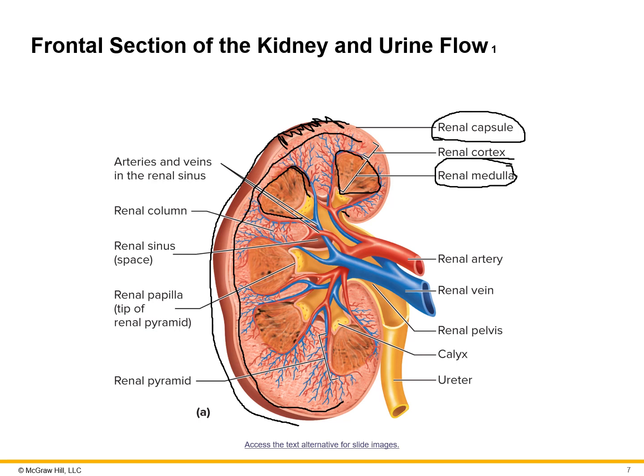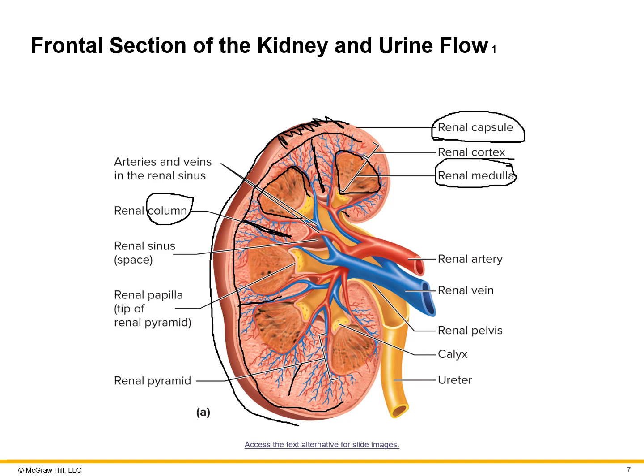Now you will notice that between each pyramid you have this portion right here. So the portion of the cortex that essentially lives between the pyramids is called the renal column. So renal columns are basically cortex tissue that form partitions between each renal pyramid.